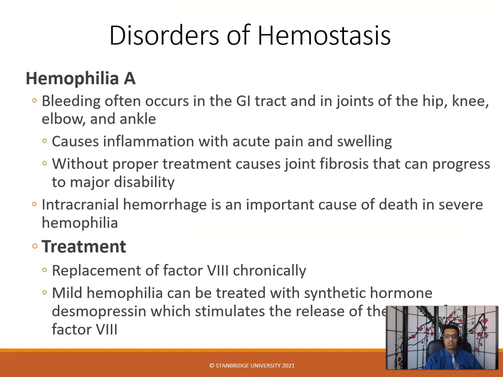In hemophilia A, bleeding often occurs in the GI tract and in joints such as the hip, the knee, the elbow, and the ankle. It causes inflammation with acute pain and swelling. Without proper treatment, it causes joint fibrosis that can progress to major disability. Intracranial hemorrhage is an important cause of death in severe hemophilia. How do you treat it? Well, you replace factor VIII chronically. Mild hemophilia can be treated with the synthetic hormone desmopressin, which stimulates the release of the carrier for factor VIII. So you can have synthetic, or you can have another hormone, so indirectly.